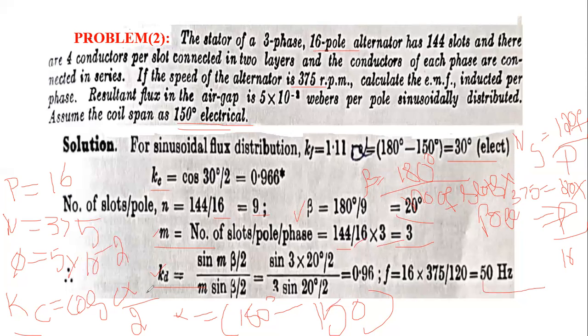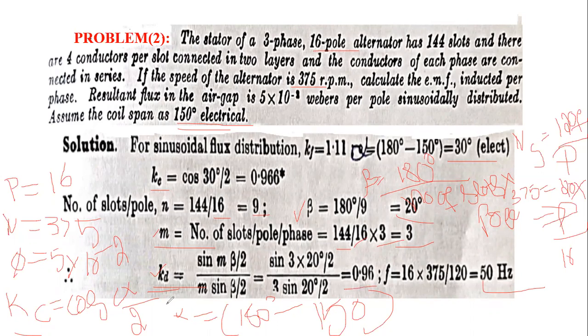After that we calculate the KD. What is the formula for KD? That is the distribution factor. KD is equal to sin m beta by 2 by m sin beta by 2. Therefore m value is equal to 3. What is the formula for m? That is number of slots per pole per phase, into phase, that is 3.